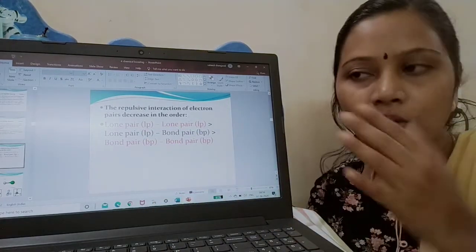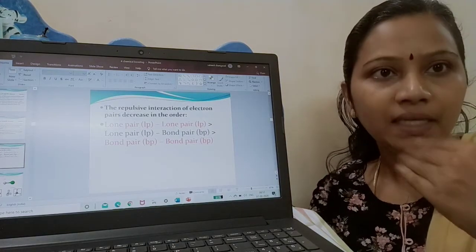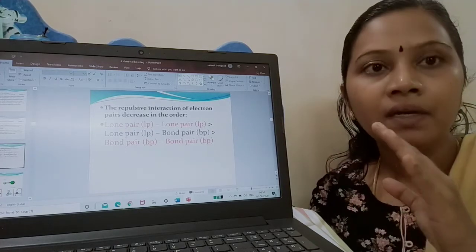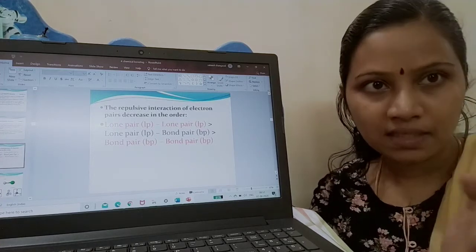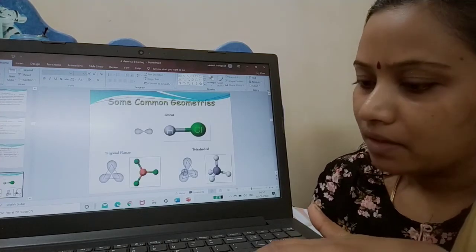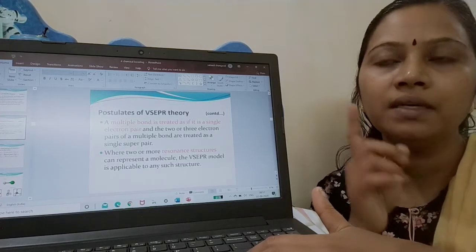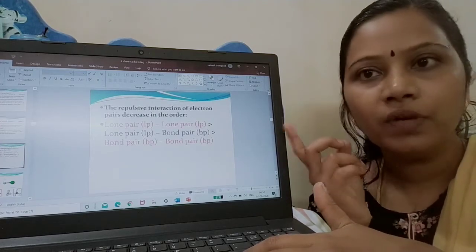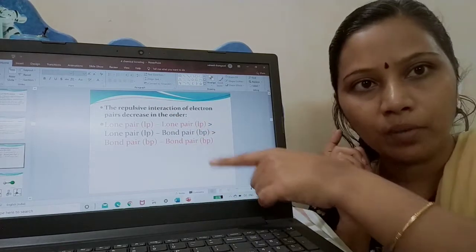Okay, clear? So what are the main postulates of VSEPR theory? The electron pairs repel each other around the central atom. In order to avoid repulsion, they maximize the distance between them. A multiple bond is treated as a single electron pair, and the 2 to 3 electron pairs present in such a multiple bond are treated as a super pair. And what is the last point? When you have 2 to 3 resonating structures, VSEPR theory is applicable only to one such structure. Then the order of repulsive force decreases in this order: lone pair-lone pair, lone pair-bond pair, bond pair-bond pair.